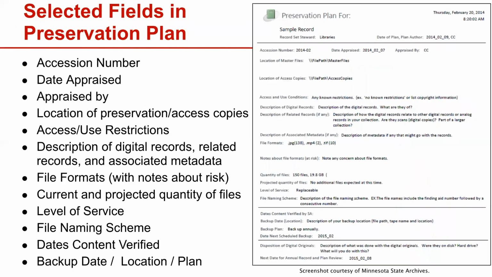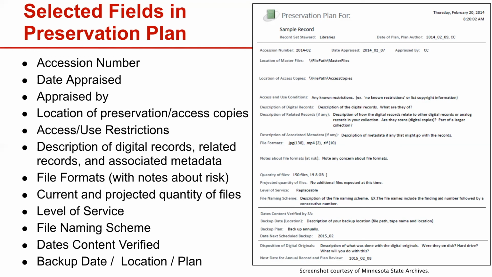So these are some selected fields in a preservation plan. This is from the Minnesota State Archives. And the fields listed here were captured in an Access database spreadsheet. So after the information was captured, it's then printed as a report that can be filed with the accession paperwork. Information that's recorded in this plan helps us understand the accession, including the accession number, the date the accession was appraised and who appraised it.